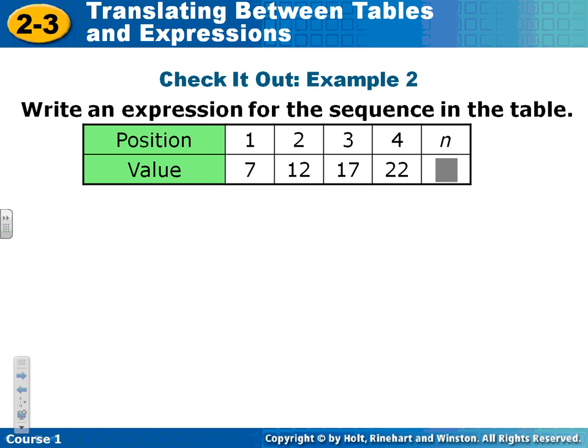I'm going to give you a hint. It's another times plus, just like the last one. What do you think? 5 plus 2, times 5 plus 2. Check this out. 1 times 5 is 5, plus 2 is 7. So it's a times 5 plus 2.